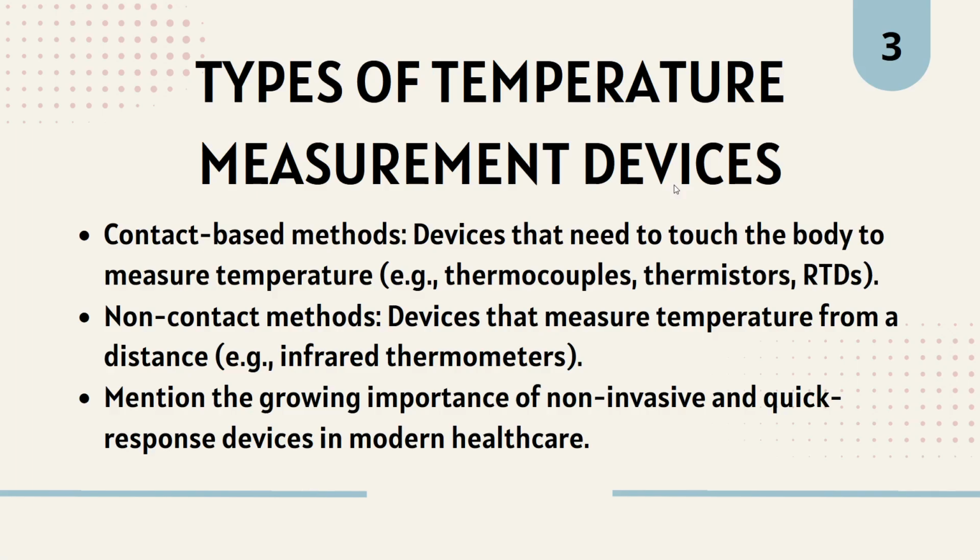Types of temperature measurement devices. There are mainly two types of temperature measurement devices. First is the contact based devices. These require physical contact with the object to measure its temperature. For example, thermocouples, resistance temperature detectors, RTDs, and thermistors. Second is the non contact based devices. These measure temperature from a distance by detecting infrared radiation emitted by the object. Some of the examples include infrared thermometers and thermal cameras.